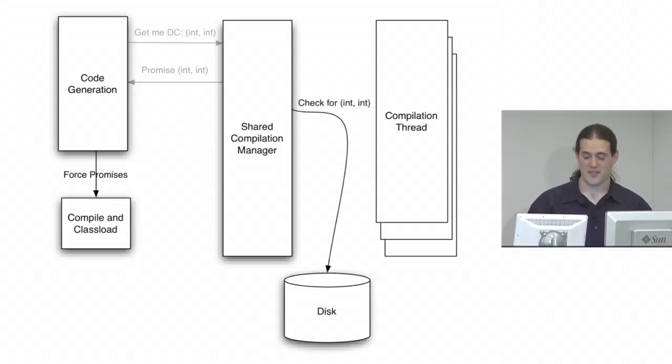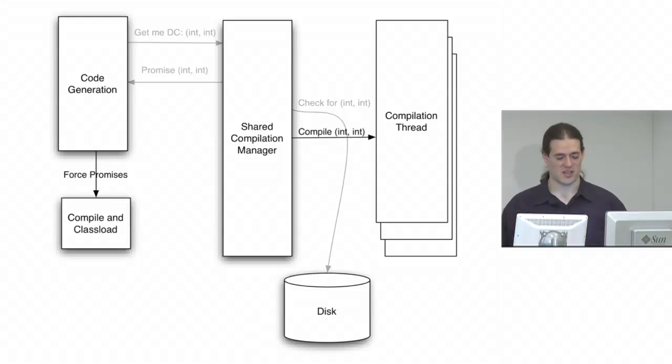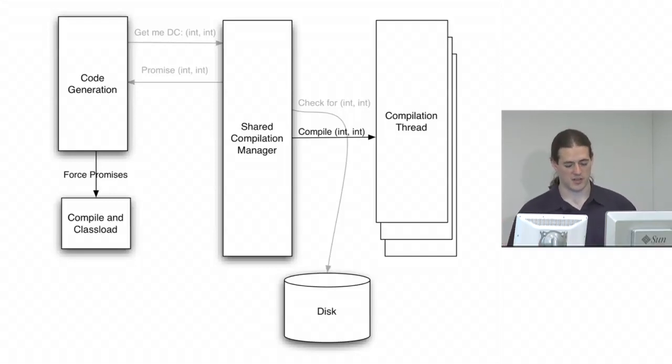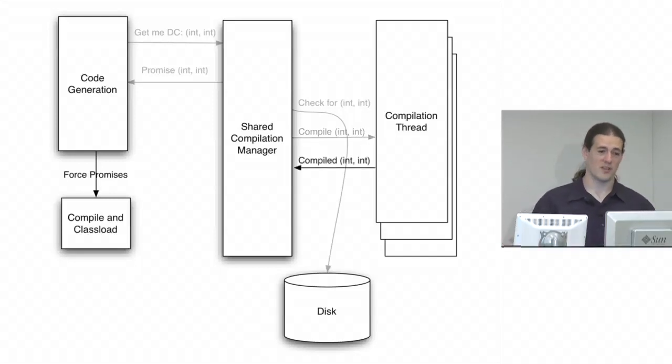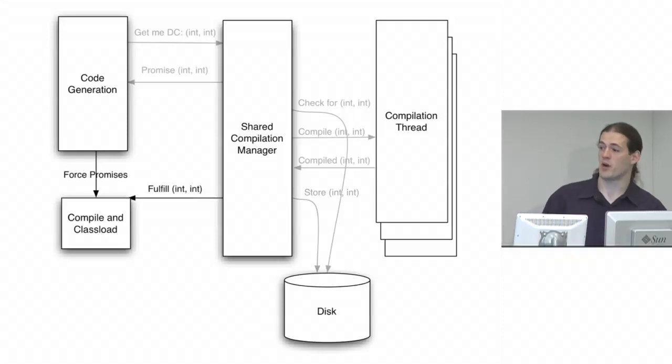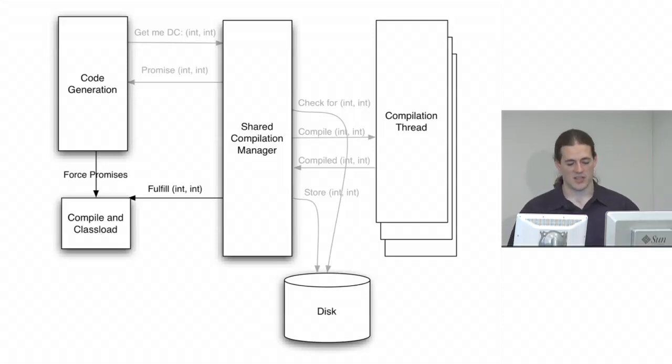Right? And then it goes and checks whether it's there or not. It's usually there, but we're going to say it's not for the sake of explication. It then starts off a compile thread to actually compile them, which will eventually return a compiled result, which it then saves to disk. And of course, it will fulfill the promise, but the code generation all this time has been able to keep going just using the promise, and it doesn't get forced until the very last step. And so you can get some amount of speed up this way.